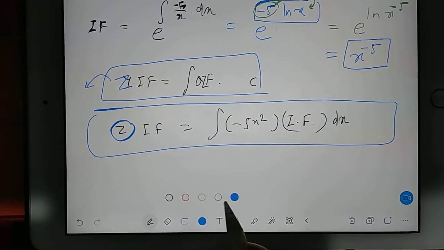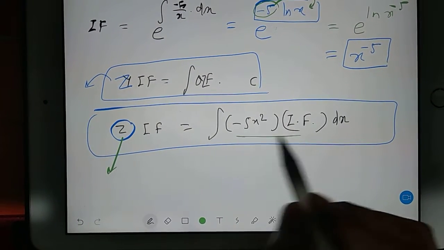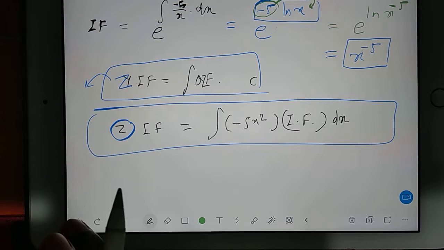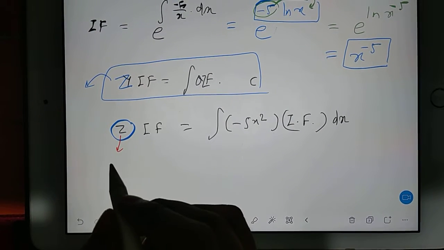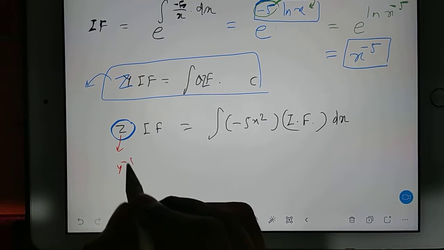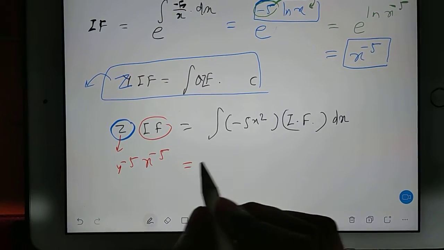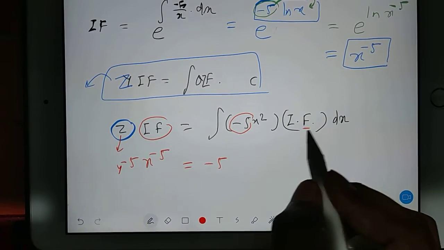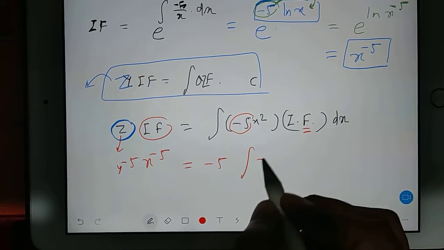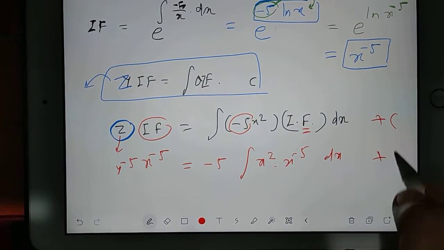Now in this solution part, you have to make two changes. The z value you have to replace with the y value, and this integration you have to do here. So again, you may have difficulty in the differentiation part, so we'll take care of that. Now z value is nothing but y power minus 5, integrating factor is nothing but x power minus 5, and this minus 5 you take outside, and the integrating factor is again minus 5 here, so integration of x square into x power minus 5 dx, and you also put one c here.